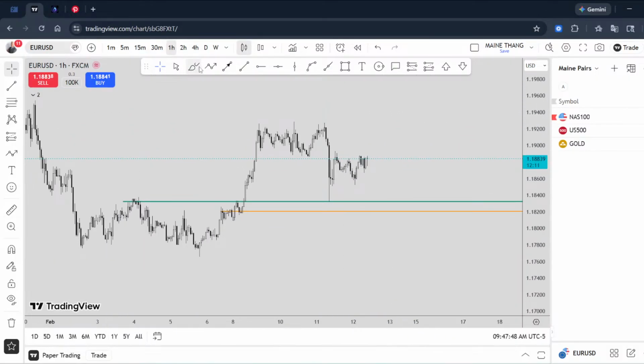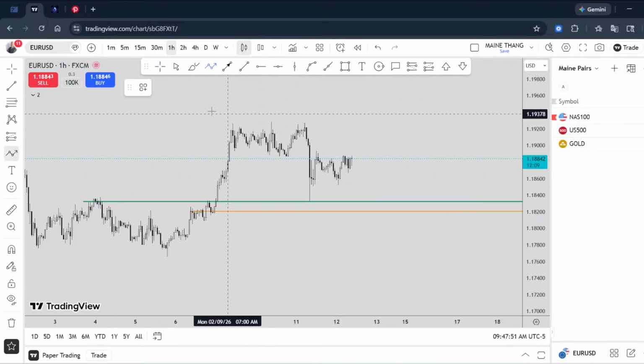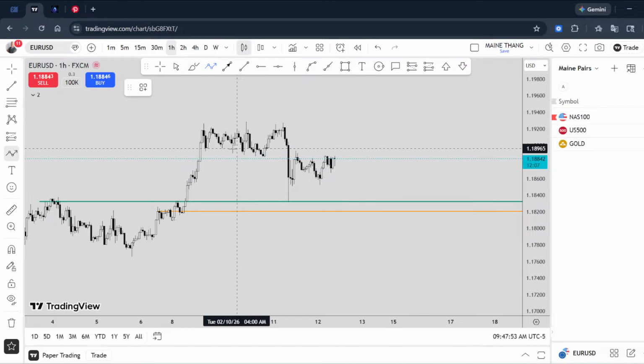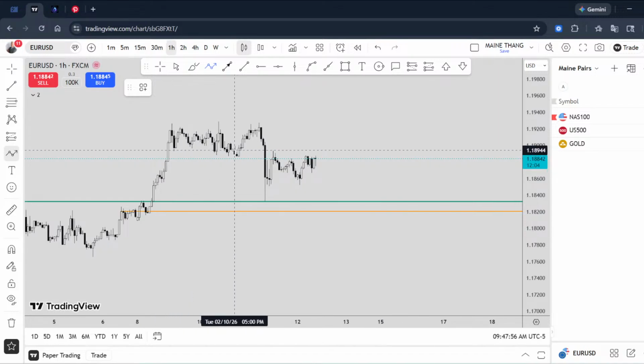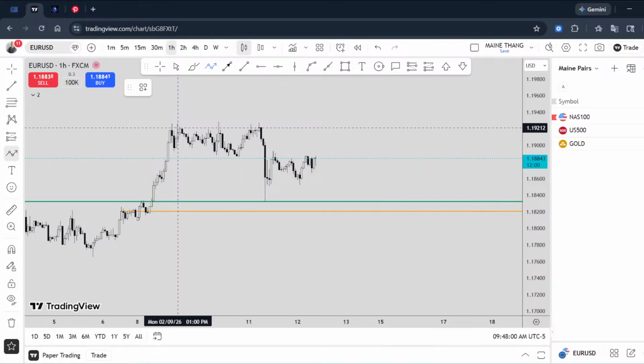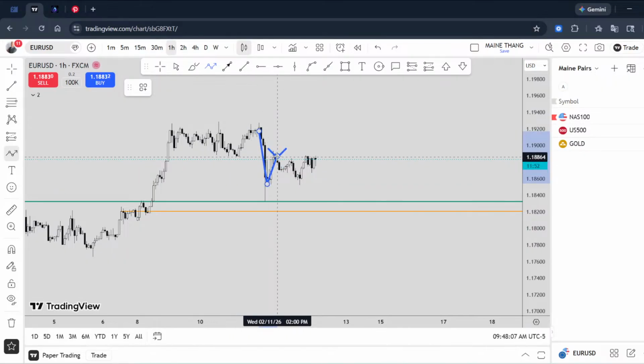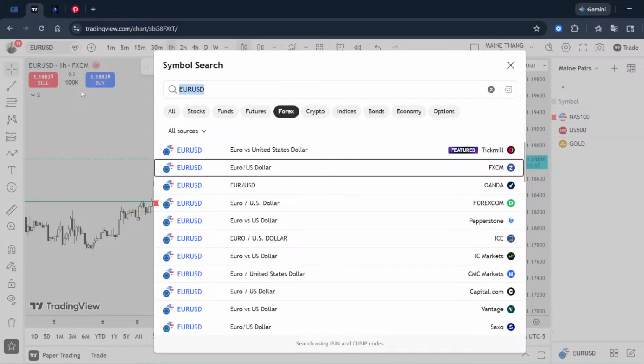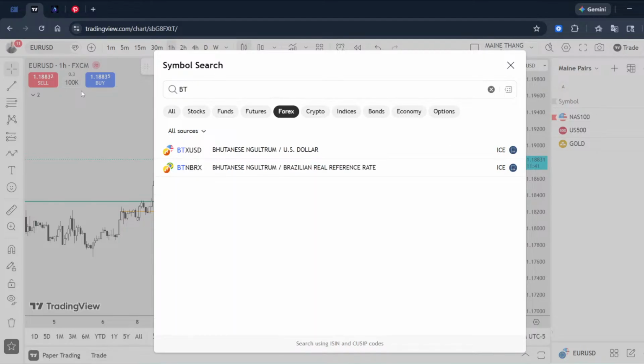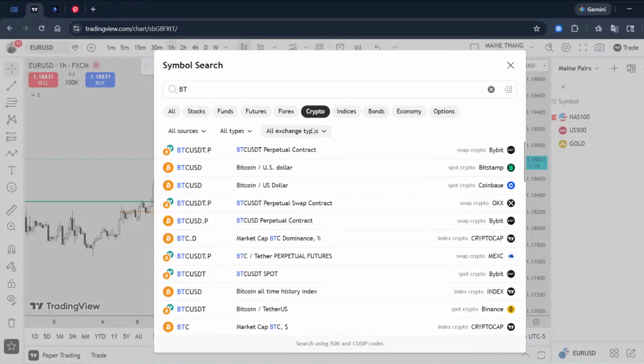So right now in the hour, we got an indication. Right now it's just making highs, making a low, low high. Now it's making a higher low. But we'll see. It's not doing too much. Let's try Bitcoin. Crypto action.